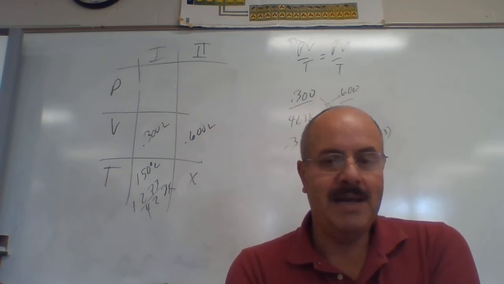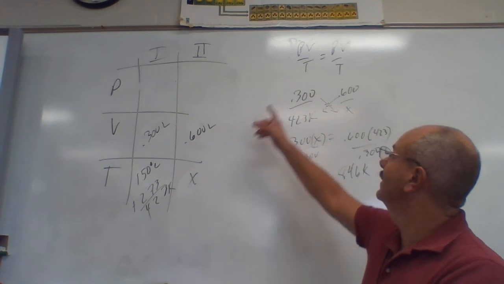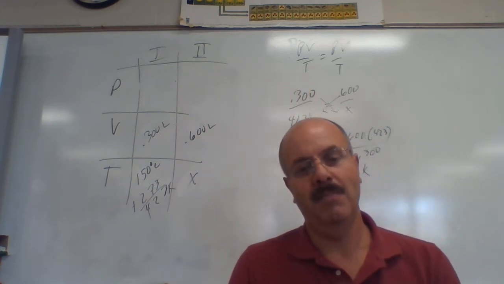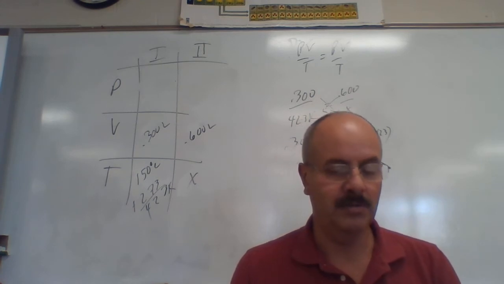Number 12, state the combined gas law. Well, the combined gas law, that's that thing up there. PV over T equals PV over T. And combined means it combines Boyle's, Charles's, and Gay-Lussac's, all three of them together.